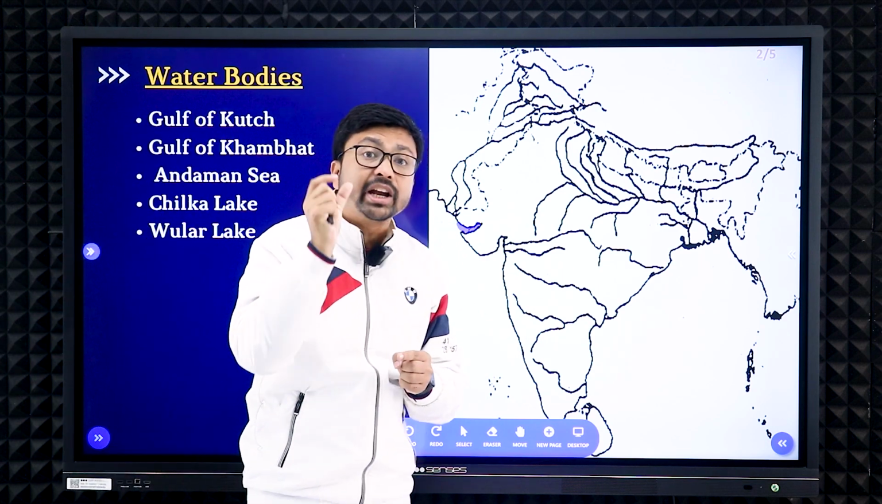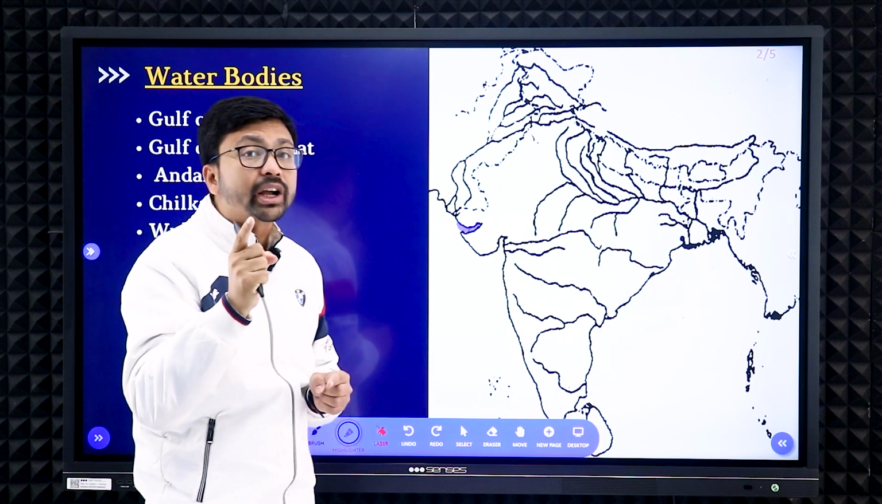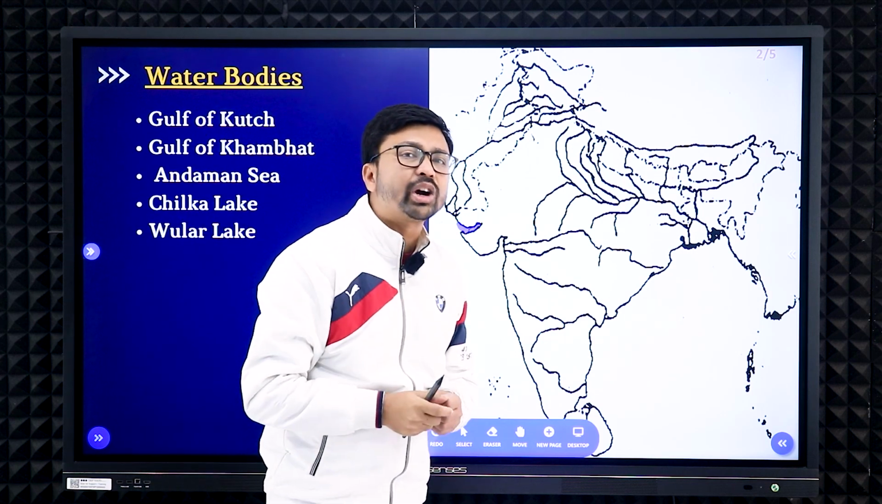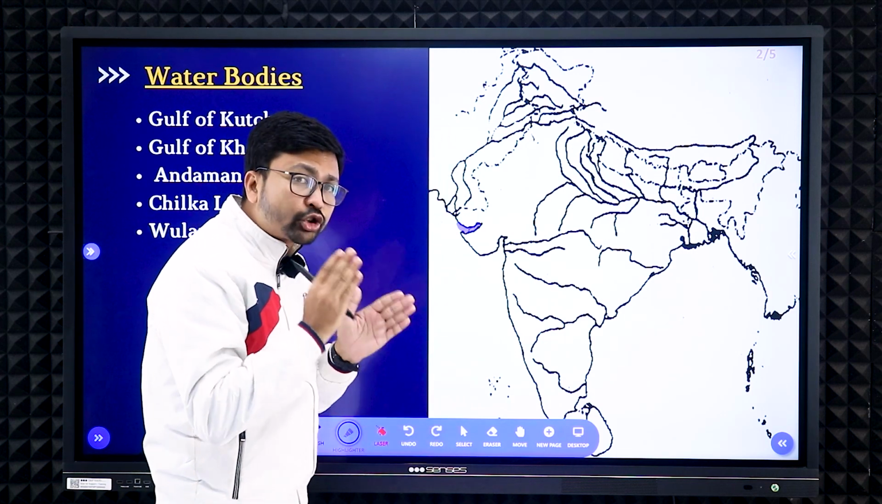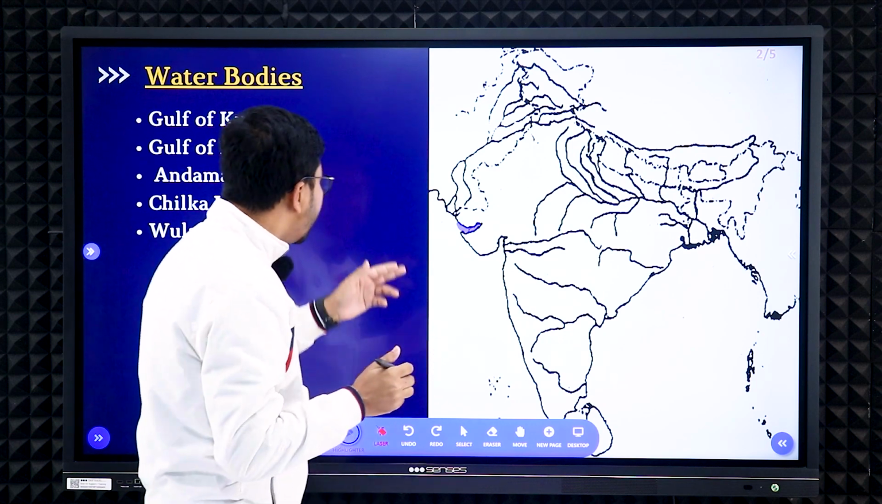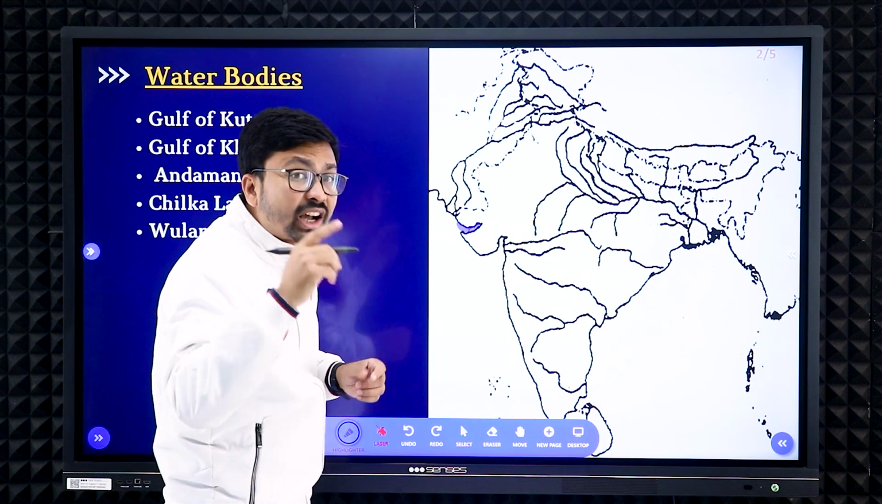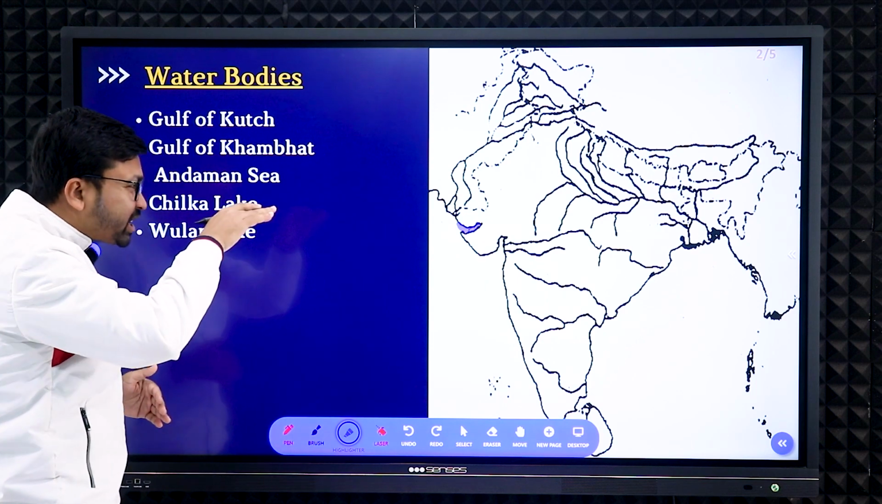Remember, you need to label it with capital letters. Don't forget to use capital letters, otherwise you will not get marks. It should be visible to everyone, right? That is Gulf of Kutch. Now next, Gulf of Khambat. Gulf of Khambat, that is just below.